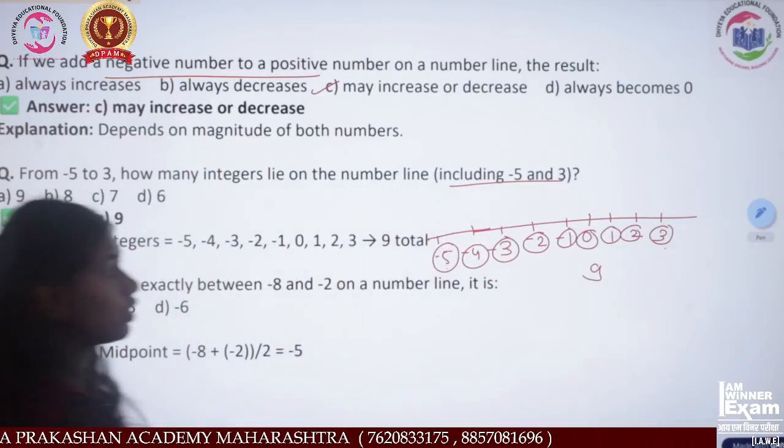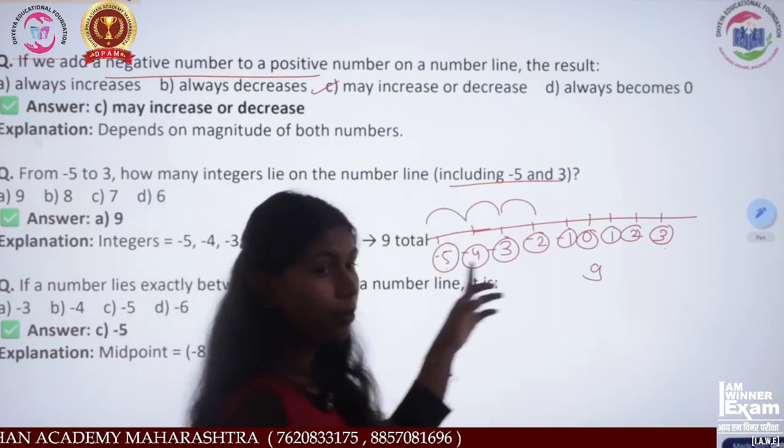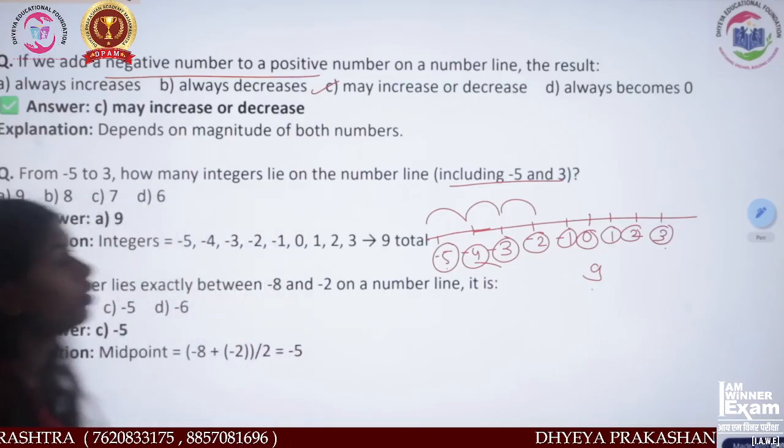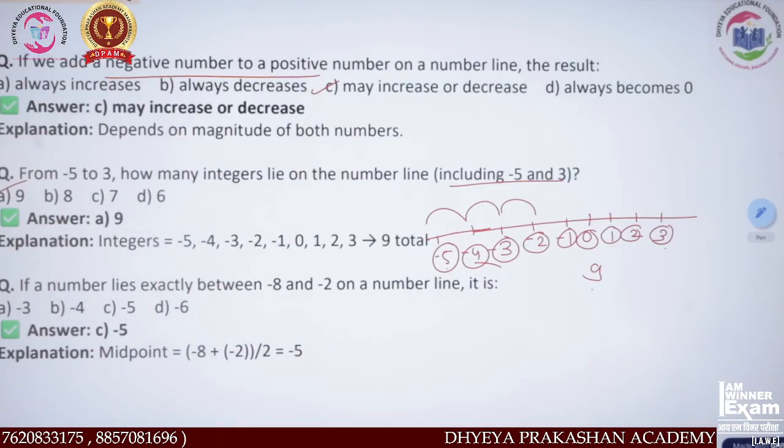Now they are not asking about the unit, but they are asking about the integer. What is meant by integer? Number. So there are total 9 numbers. How many numbers? 9. So option A will be your correct option.